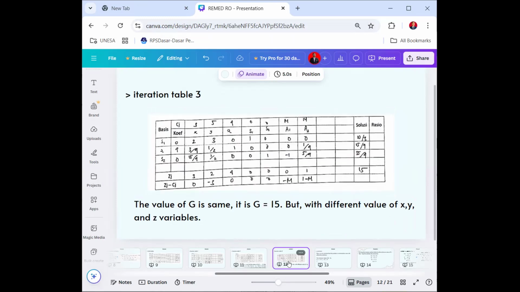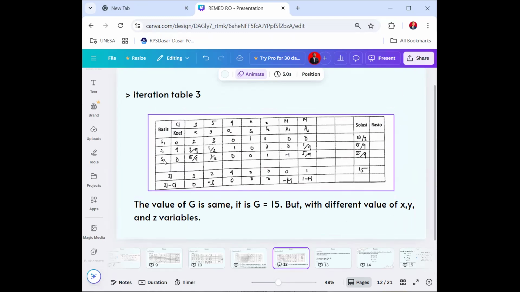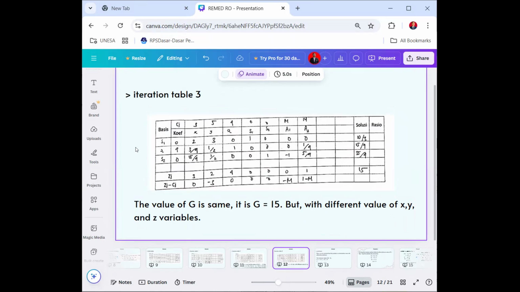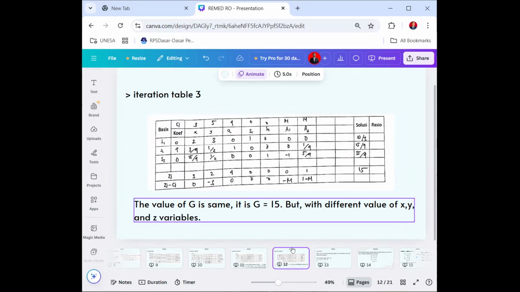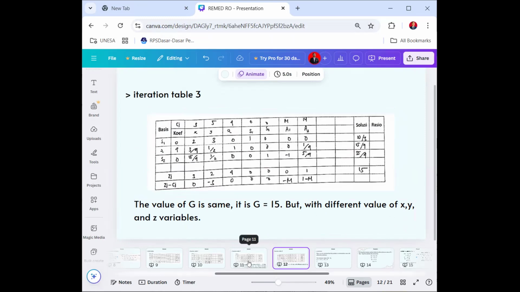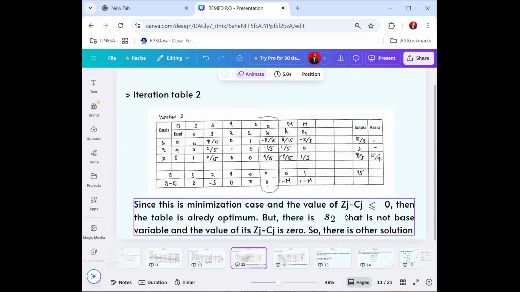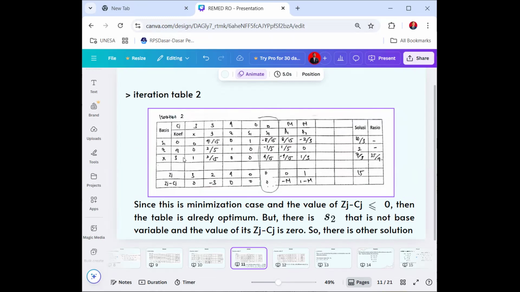and we will get this iteration table 3. So from this, we now get a new table. This is the basis S1, Z, and S2. And we have the same value of G. G is equal to 15, but with a different solution.